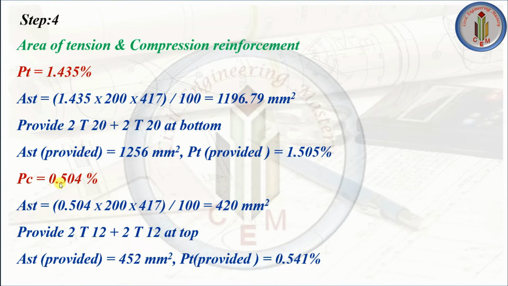Here the compression reinforcement is 0.504 percentage. Similarly, we need to calculate the area of steel. So we get 420 mm square.